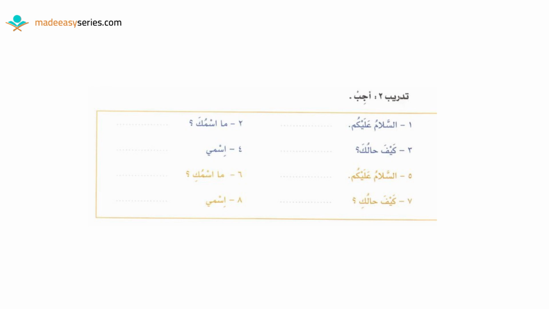Now let's go over the answers. Number 1, Assalamu alaikum. The answer to Assalamu alaikum is Wa alaykum assalam, which means peace be upon you too. Number 2, Masmuka. Masmuka means what's your name? So we say Ismi and write any male name. Ismi Muhammad, Ismi Ahmed, Ismi Faris, and so on.